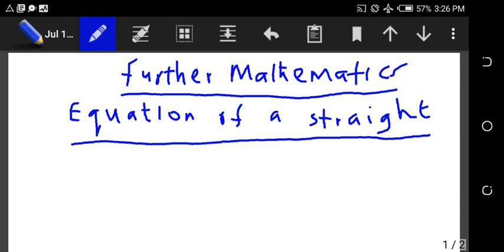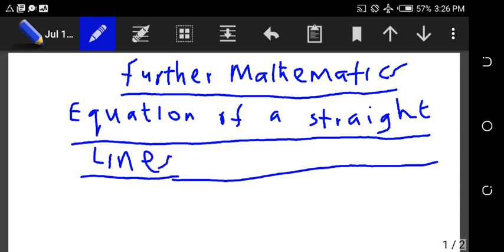In this video, we'll be studying equation of straight lines. Let me complete that. So we're studying equation of straight lines. Now, we are still dealing with coordinate geometry of straight lines and want to look at what the equation of any given straight line looks like.